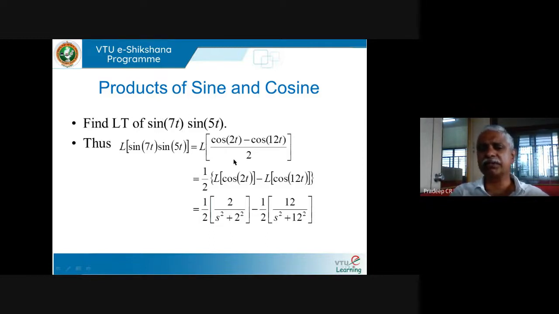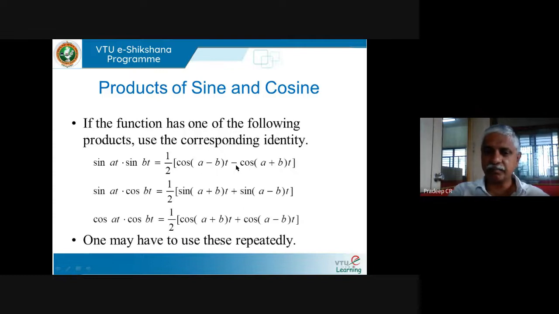Difficult means you have to use this formula. So sine cube x is a very difficult function to find the Laplace transform of. But sine of 1000x is not difficult at all. Like integration, same thing here. So in general, sin at into sin bt, same formula, I'm just repeating. You may have to use this repeatedly.